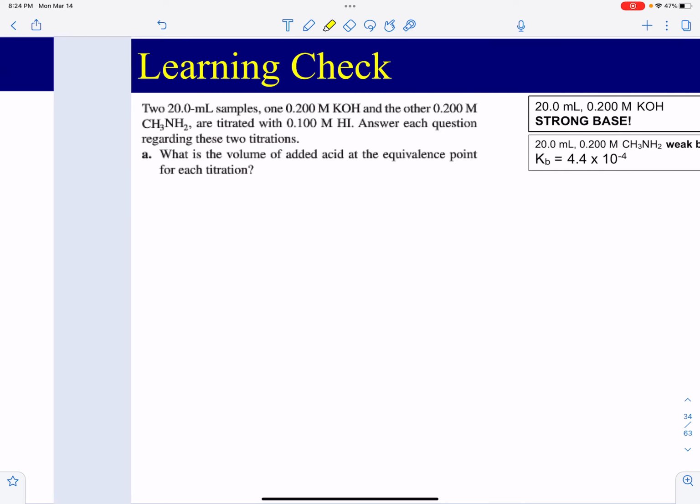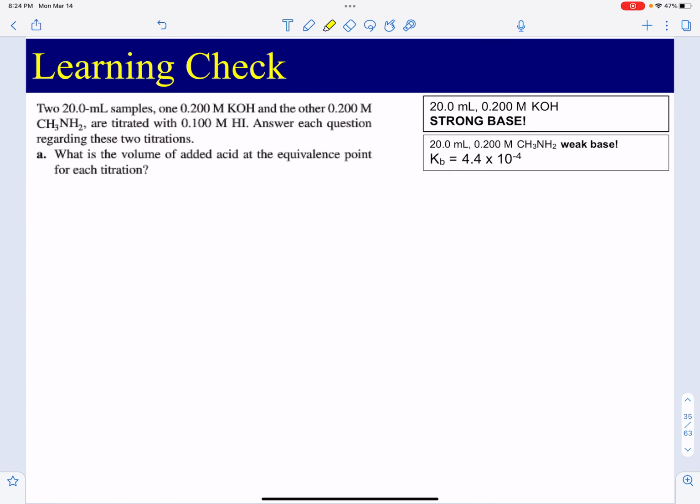So let's do some more in-depth problems with this. So let's do this one. We got two samples, both of them the same volume, both of them the same concentration but different substances. So they're bases. One of them is potassium hydroxide, the other one is ethylamine, CH3CH2NH2. And both of them are being titrated with hydroiodic acid, which is a strong acid.